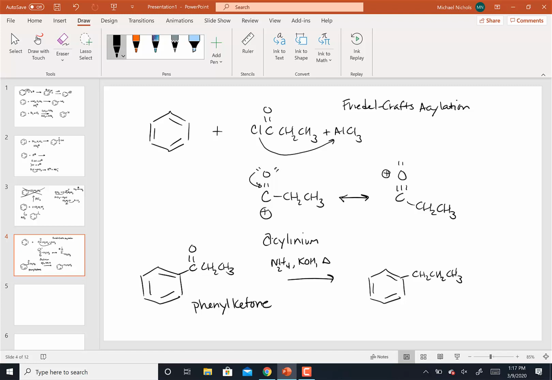And we can also use zinc mixed with mercury, a zinc-mercury amalgam, HCl, and heat. Those are 2 different sets of conditions, but they both will do the same thing, which is reduce the carbonyl down to the CH2. The top one is called Wolff-Kishner.